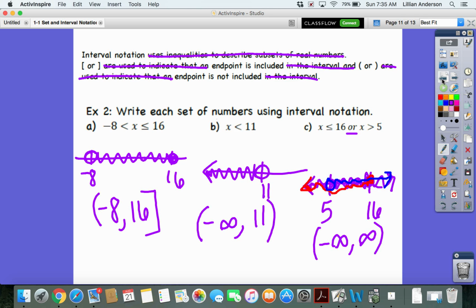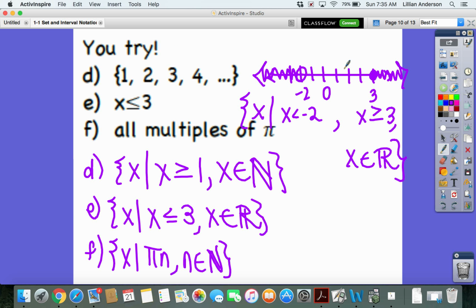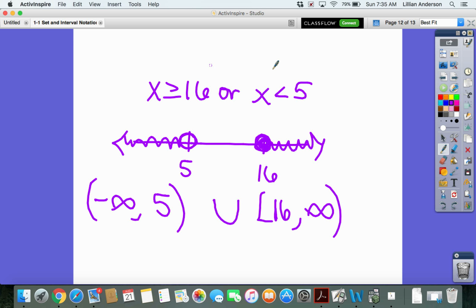So just to recap, when it's set notation, you're using your curly brackets. You're describing what x can actually be. When you have multiple sets that you have to describe, you separate them with a comma. However, with interval notation, you're going to use square brackets and parentheses. And when you have multiple things to describe, like in this last example that I do want you to add to your notes, you separate them with a union, but you still write it together in one line.